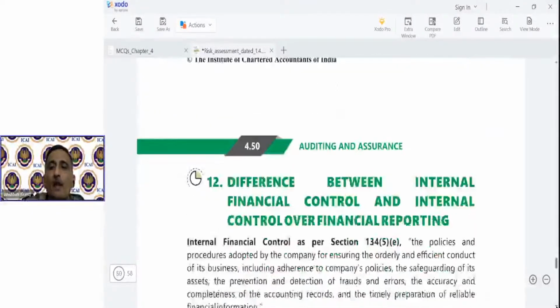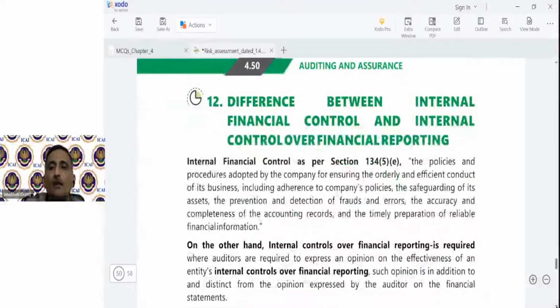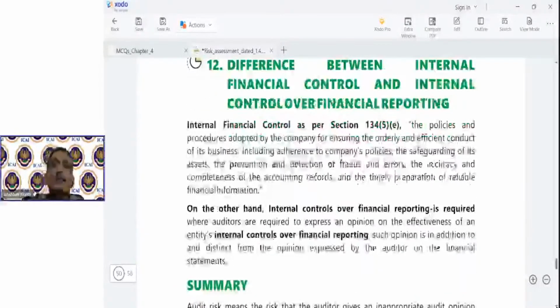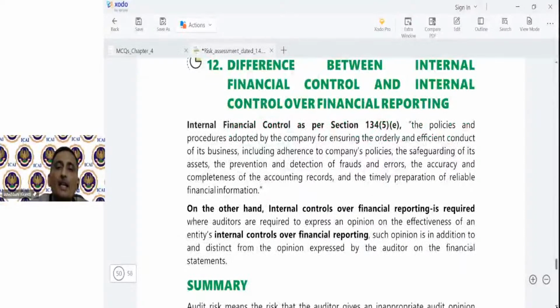Now we come to another term. There is another term, internal controls over financial reporting.